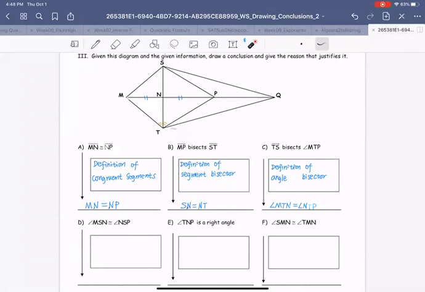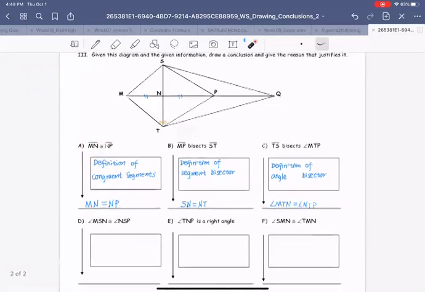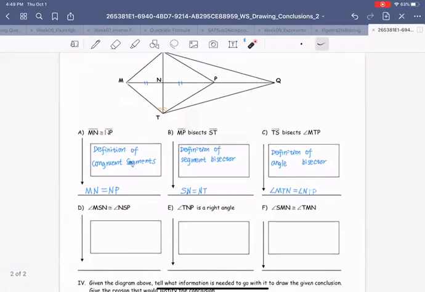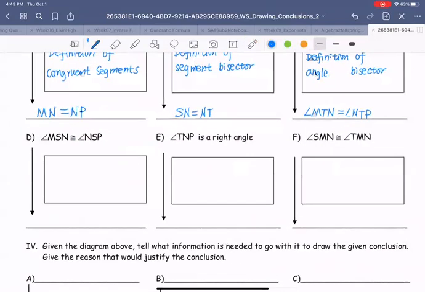MSN equals NSP. This guy is the same one as the above one. When they write down this conclusion, you just copy down the same question, but remove this symbol and change it to equal. That makes sense?